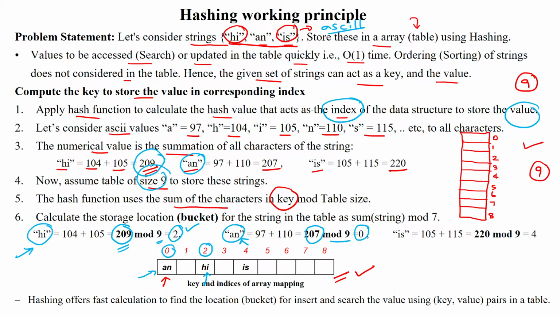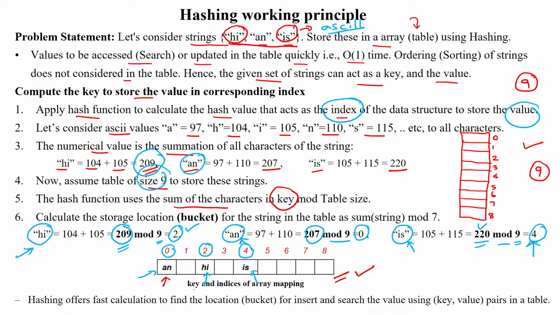Then the third word is is. I calculate the summation of the ASCII values of the two alphabets i and s, 220. Then mod table size 9. Then I get the remainder 4. So this is the index in the table to store the value is.